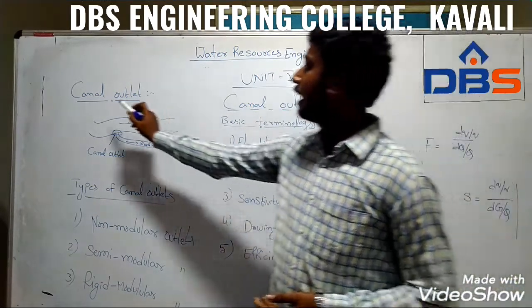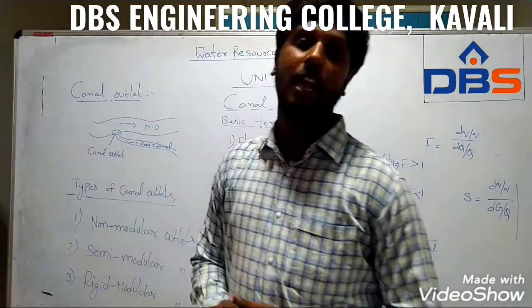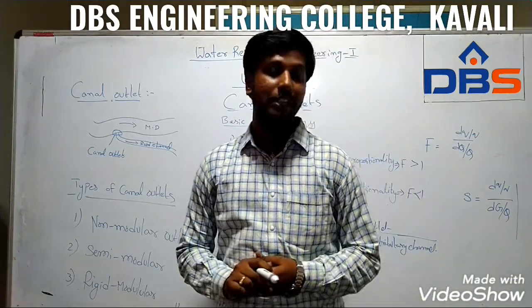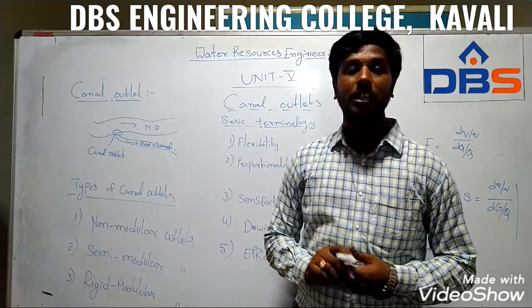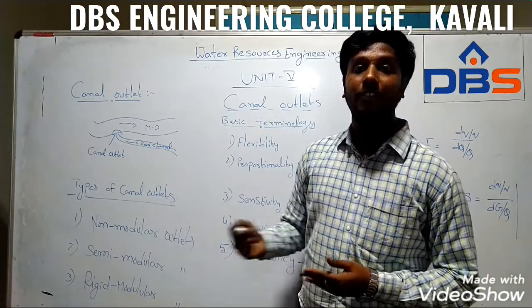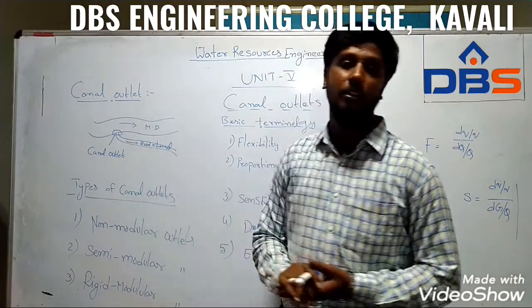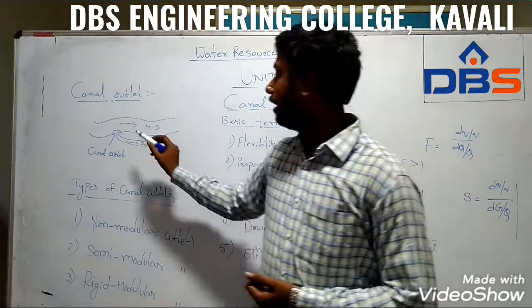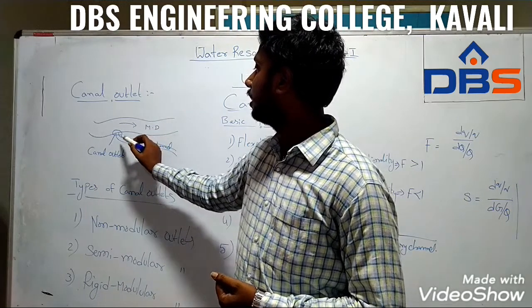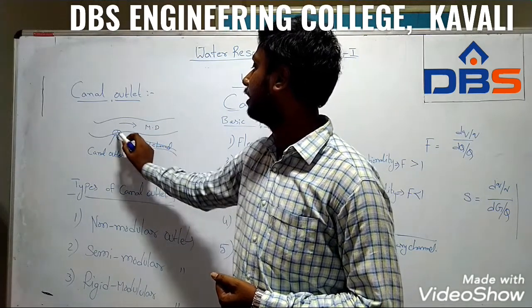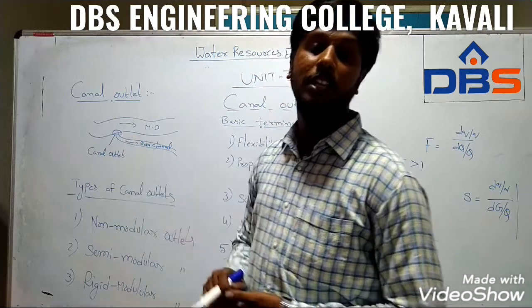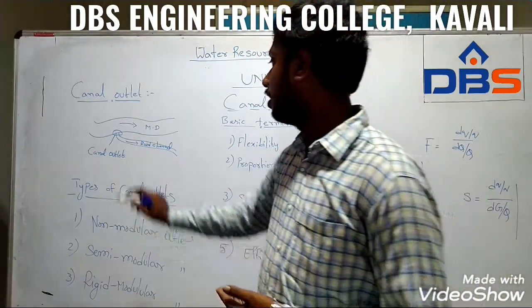So what is meant by a canal outlet? A canal outlet is a hydraulic structure which is used to divert the water from the main distributary to the field channel. From the main distributary, the water enters the field channel through a small hydraulic structure, which is called a canal outlet.